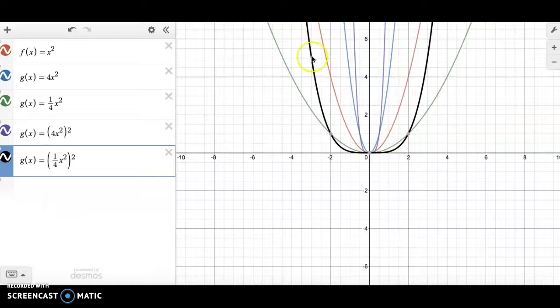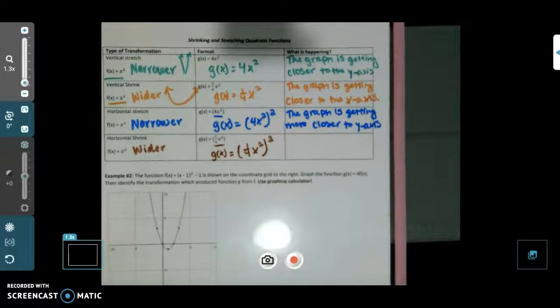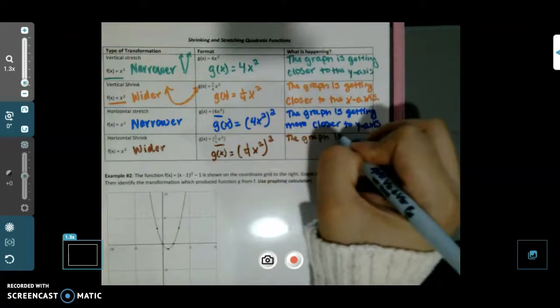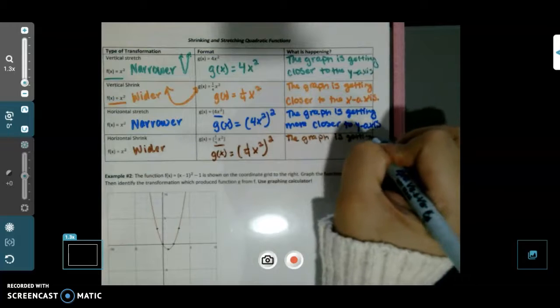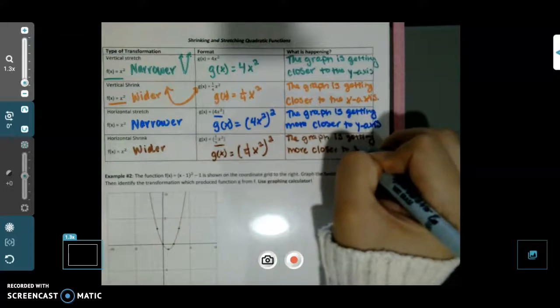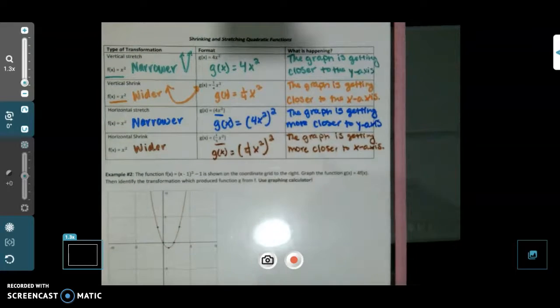Okay, now look at the black graph. What do you notice right here? It's kind of bending, right? So what is it getting closer to? Is it getting closer to the y-axis or to the x-axis? Right, it's getting closer to the x-axis. It looks like it's about to be flat to the x-axis. So let's go ahead and write that in our notes. Let's write the graph is getting more closer to the x-axis. Okay? All right.